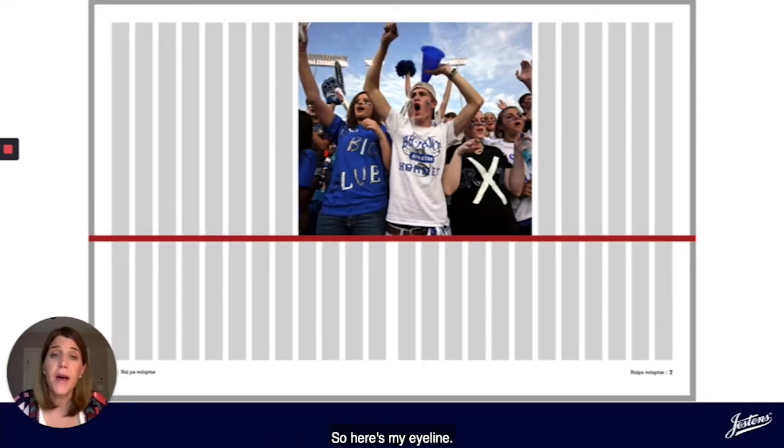So here's my eye line. It's directly beneath the dominant photo, which is already at the very top of the spread. So my eye line is directly below it. And notice that it's not directly in the center of the layout. It's a little bit below that. This eye line is going to help me decide or know where to place all the other elements on my spread. So columns first, dominant photo, then eye line.